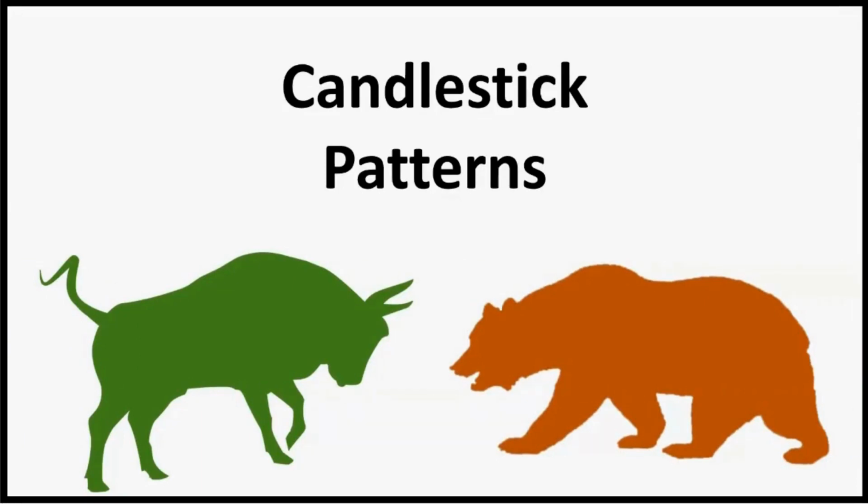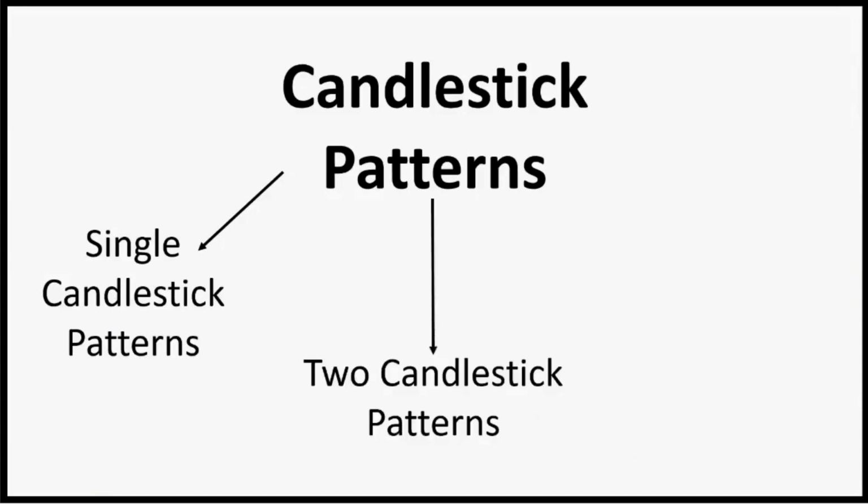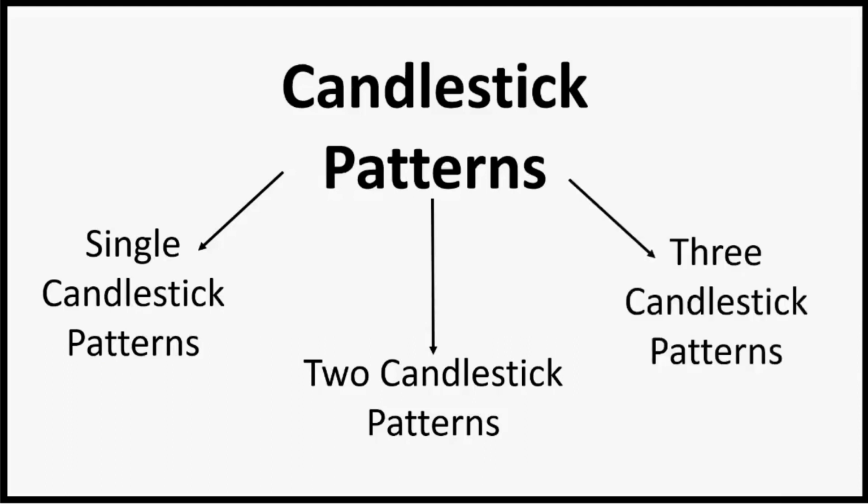And if you look at candlestick patterns, they are broadly classified into three types. First is the single candlestick pattern, wherein the patterns are formed using one candle only. Next is the two candlestick pattern, wherein a combination of two candles forms a certain pattern, which will help us understand whether there will be a reversal or continuation in the market. Next is the three candlestick pattern, which is the same as the two candlestick pattern. The only difference is it is made up of three candles.